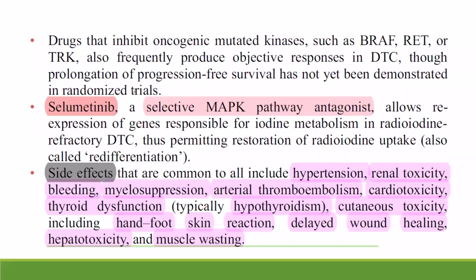And of course, this is an advanced drug. It is available nowadays for management of metastatic differentiated thyroid carcinoma, and this is a selective MAPK pathway antagonist. The most important side effects of this drug are hypertension, renal toxicity, bleeding, myelosuppression, arterial thrombosis, cardiotoxicity, thyroid dysfunction, especially hypothyroidism, cutaneous toxicity, hand-foot skin reaction, delayed wound healing, hepatotoxicity, and muscle wasting. But of course, the benefits are greater than these side effects, as it is the only available medical treatment for metastatic differentiated thyroid carcinoma.